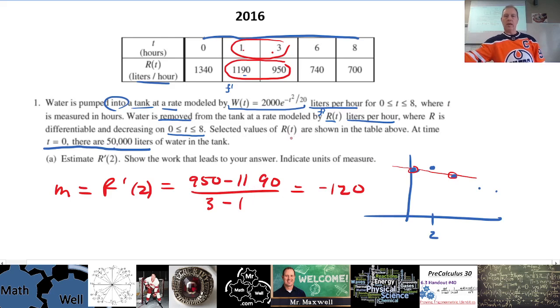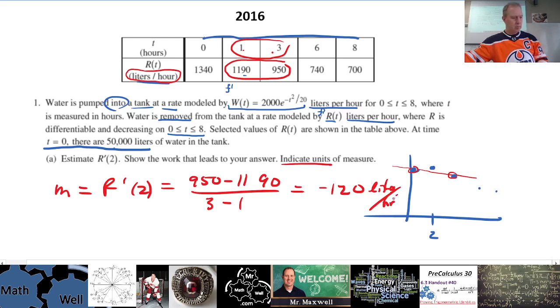Now, you think it's pretty important to put your units in there? It does say it, and even if it doesn't say it, yes. So this is a derivative. We have units for a derivative here that we've used, so liters per hour.